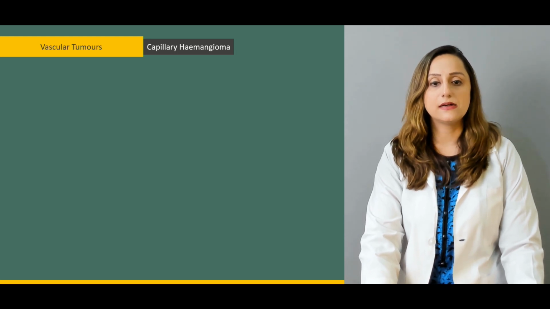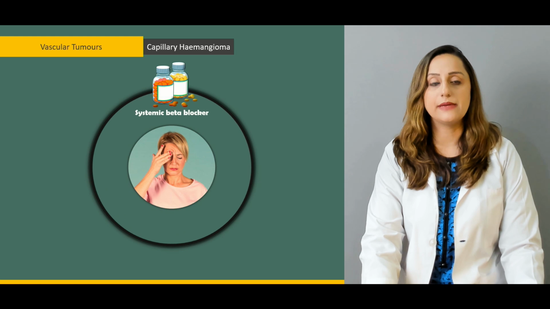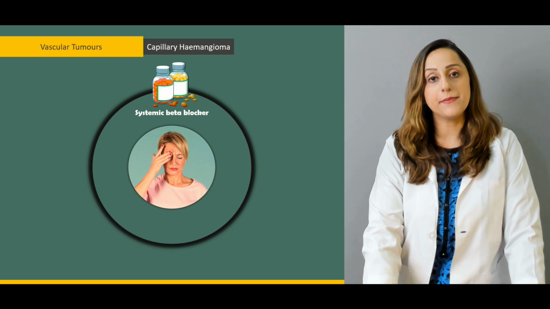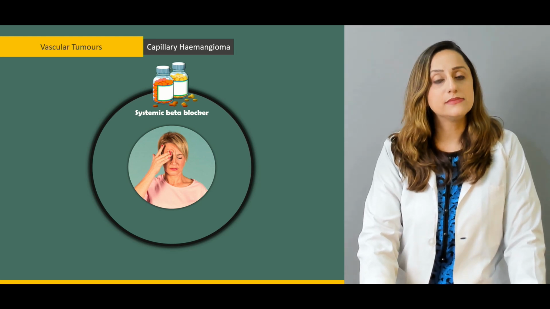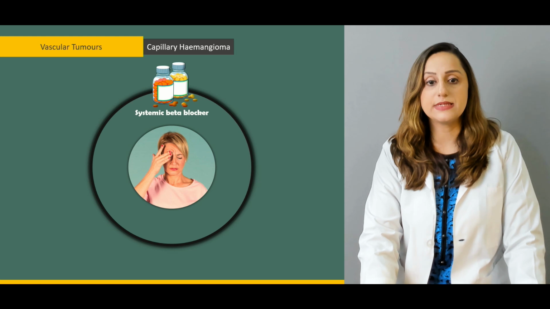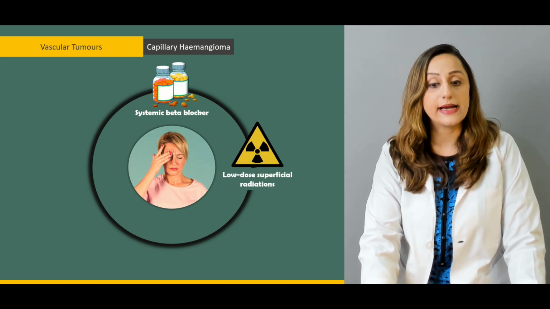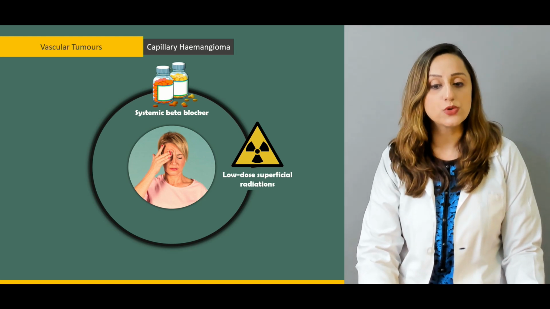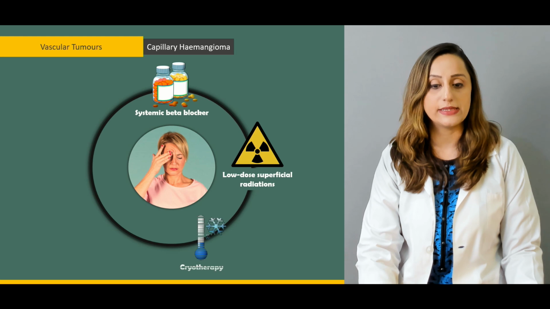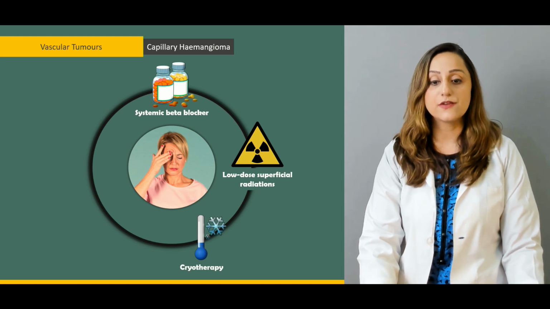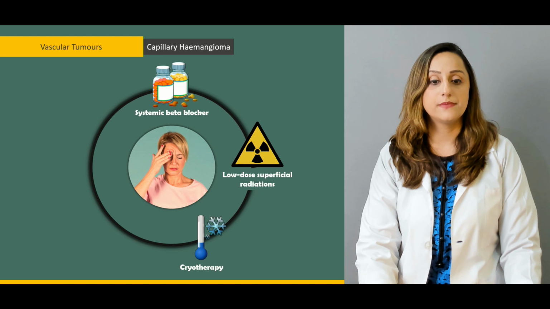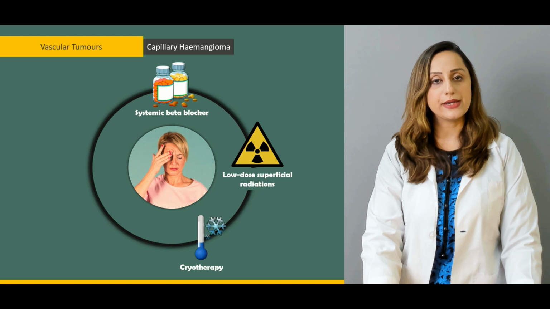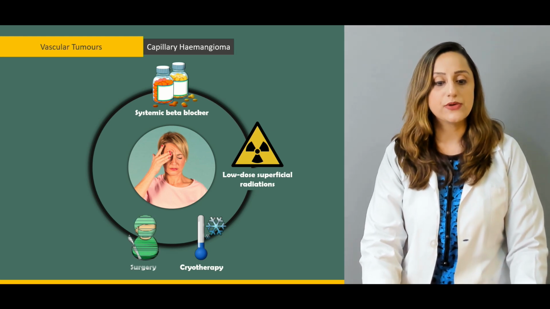Then when we talk about the capillary hemangiomas, one should know what would be the treatment or how would you encompass such patients. The prescriptions would usually consist of the systemic beta blockers. They have their own mechanism of action. We can also prescribe this patient with the low dose superficial radiations along with that. Cryotherapies, if the patient is unresponsive to any of the above treatments, we can also try this kind of cryotherapy.